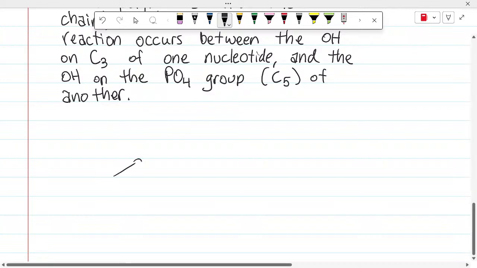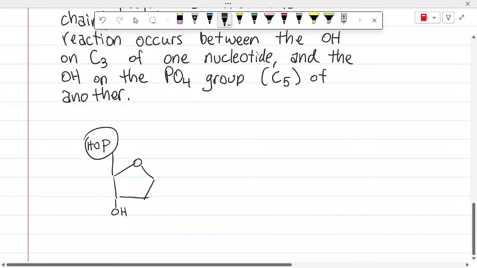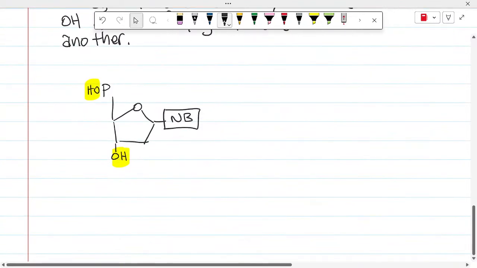Is everyone comfortable with that level of schematics? It's an OH group attached to a phosphate, and this is an OH group. And if another one comes along, we can have the phosphate group here, right? Can you just scroll up a tiny bit? I would love to.